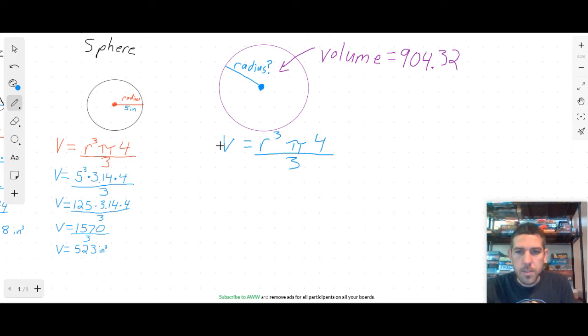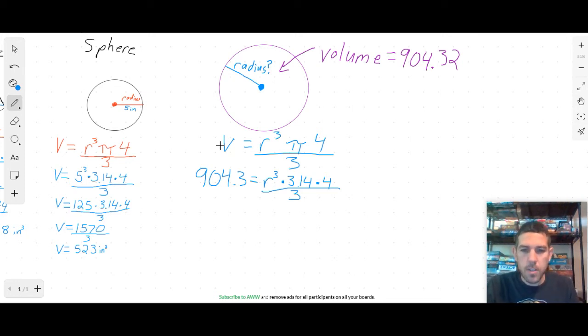We only know the volume. So I'm going to plug in the volume is 904.32. I do not know what this R is, so I'll leave it as R. I actually do know what pi is, so let's go ahead and say times 3.14. I do know that. And of course the 4 is still 4. And the divide by 3 stays as well. So now I have a nice step here where I substituted in the values I know.